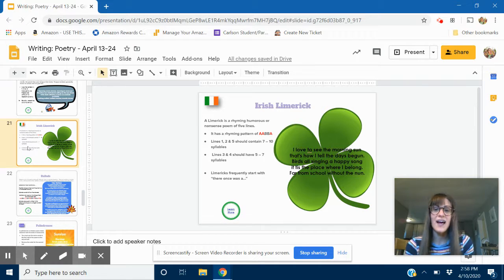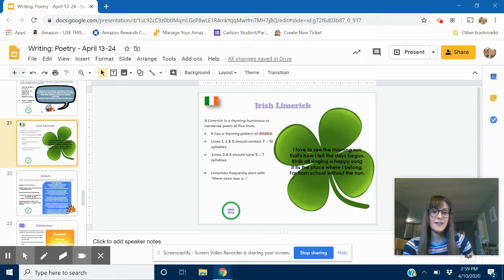So this one says, I love to see the morning sun. That's how I tell the day's begun. Birds all singing a happy song. It is the place where I belong. Far from school, without the nun. So that's a really cool Irish limerick there. And keep in mind, in poetry, you don't have to follow all of the capitalization and punctuation rules. If you want to spell things in a funny way, you can do that with poetry. It's really fun that way.